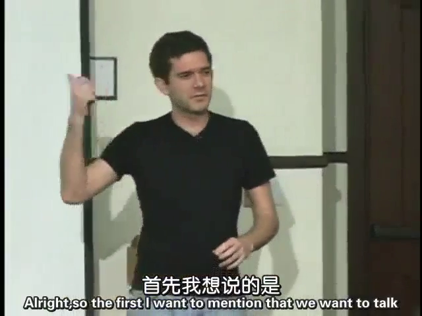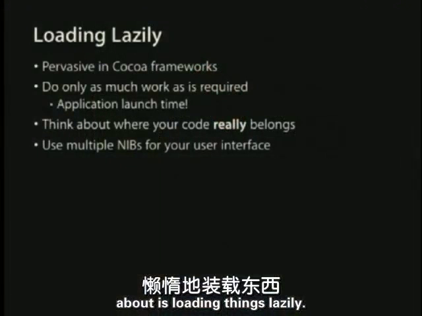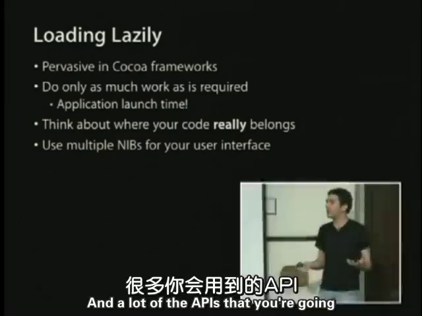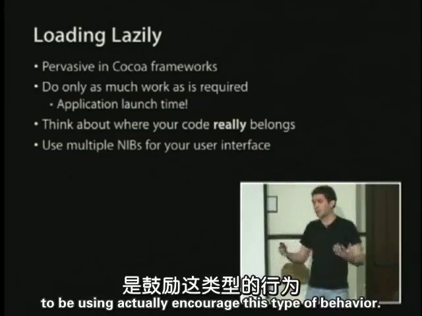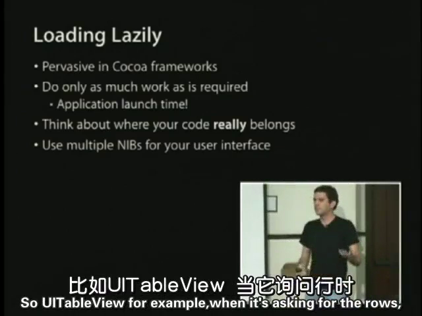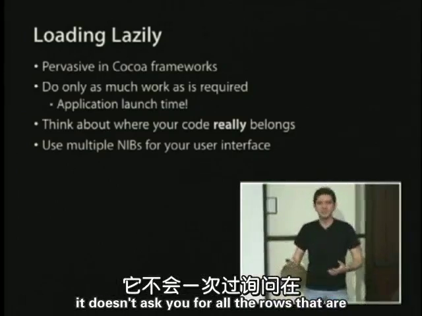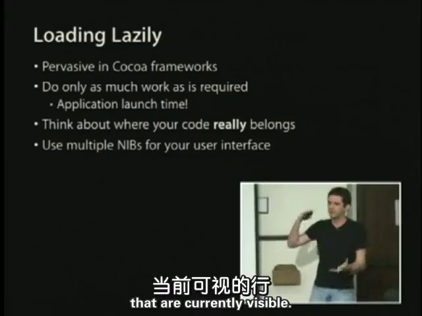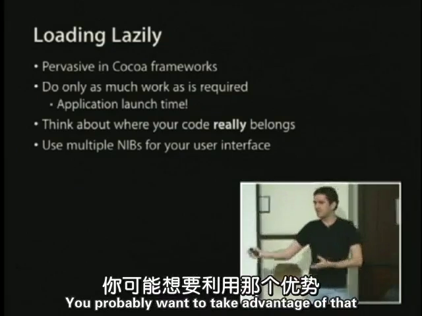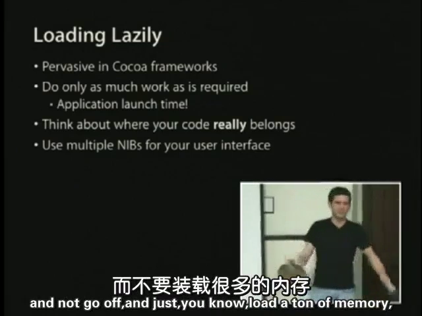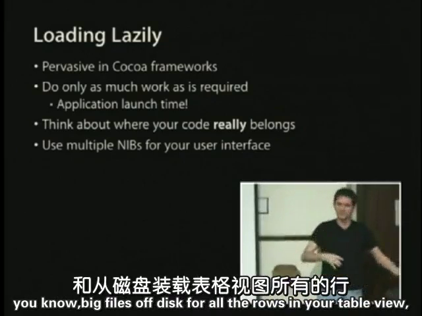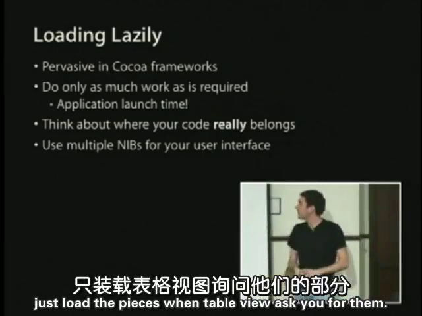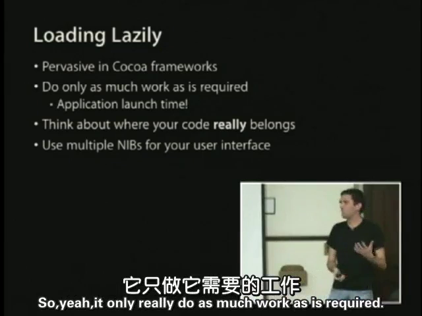All right, so the first thing that I mentioned that we'll want to talk about is loading things lazily. It's pretty pervasive throughout the Cocoa frameworks, and a lot of the APIs that you're going to be using actually encourage this type of behavior. UITableView, for example, doesn't ask you for all the rows up front. It only asks you for cells for the rows that are currently visible. You probably want to take advantage of that and not load big files off disk for all the rows in your table view. Just load the pieces when the table view asks you for them. So only do as much work as is required.